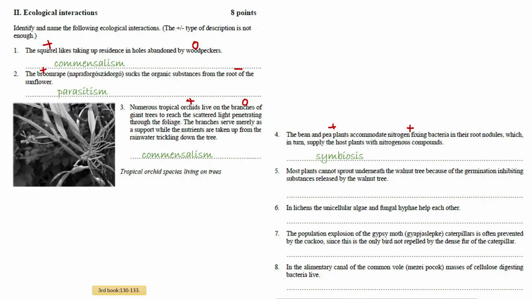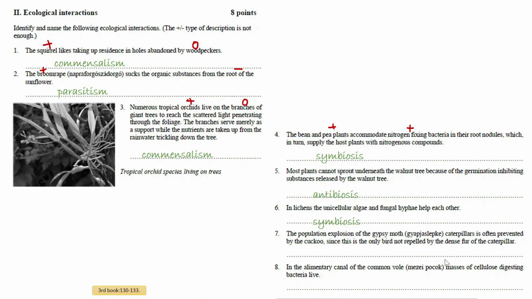Most plants cannot sprout underneath the walnut tree because of the germination-inhibiting substances released by the walnut tree. Okay, the type of interaction here is called antibiosis, and this is a kind of interaction when one organism harms the other. Juglone is the substance that hinders the growth and root hair formation of certain plants. It's a very, very interesting research field. In lichens, the unicellular algae and fungal hyphae help each other. That's definitely a symbiosis, positive for both of the partners.